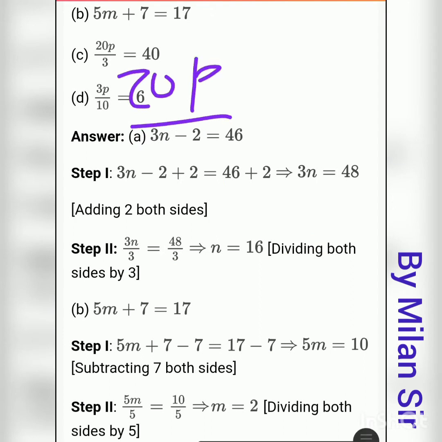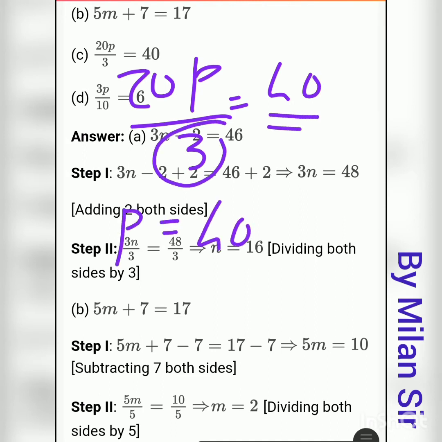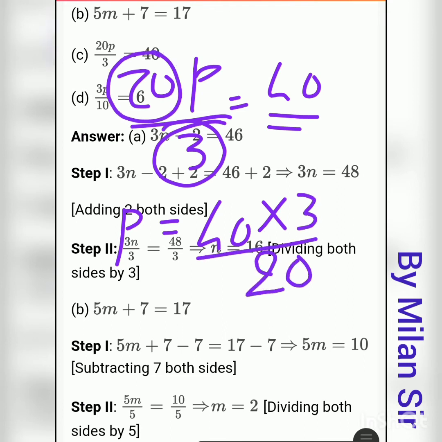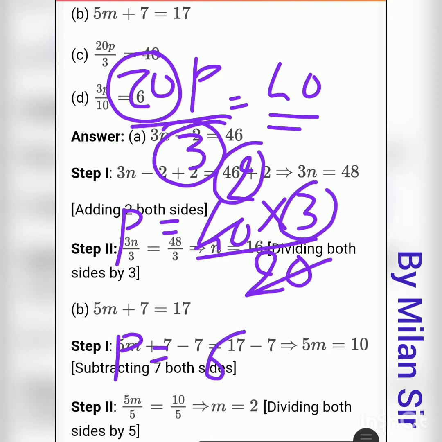Again, 20p by 3 is equals to 40. So p is equals to, write down this right hand side 40. Now denominator goes to the numerator and this numerator 20 goes to the denominator. Okay, now we can simplify this. 20 2s are 40, right? So p is equals to 2 multiply 3, 6. So here our answer is p is equals to 6.